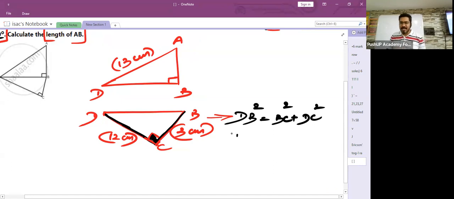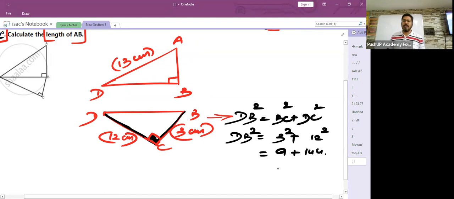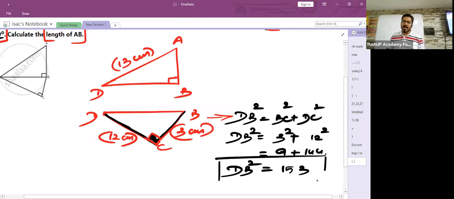Now, children, DB square will be equal to how much? BC is 3, so it is 3 square, plus DC is 12, so it is 12 square. So this is equal to 3 square, which is 9, and 12 square, which is 144. Now 9 plus 144 is what? 153, isn't it? So DB square is equal to 153.